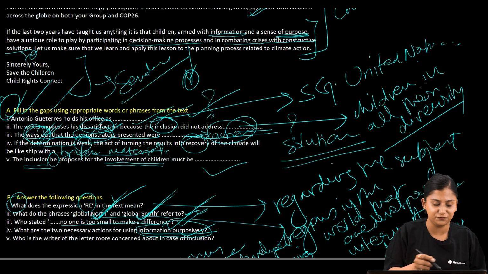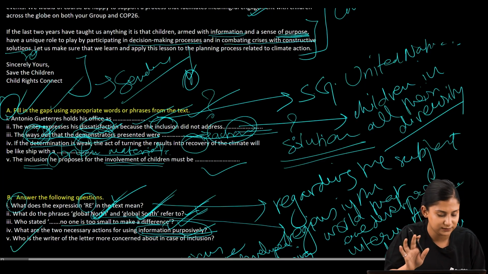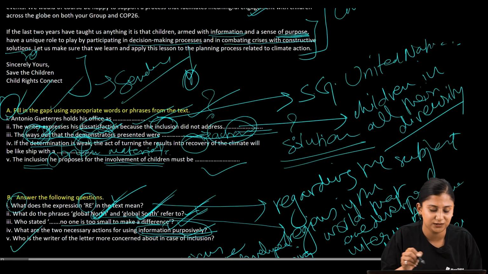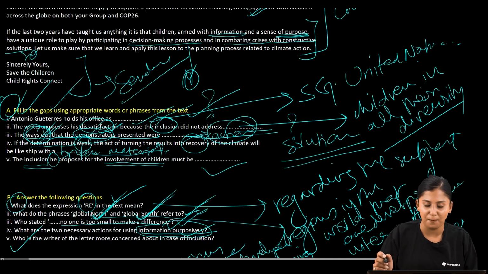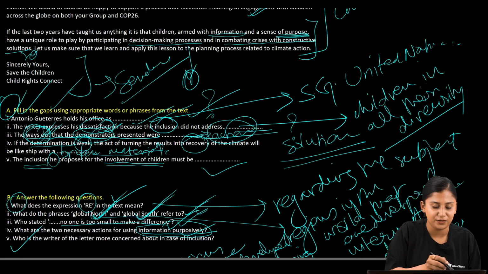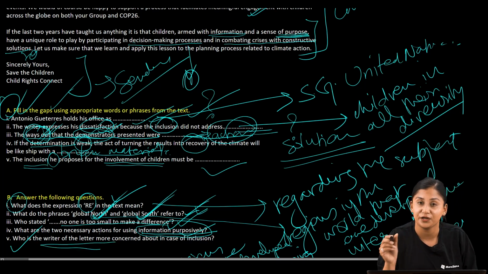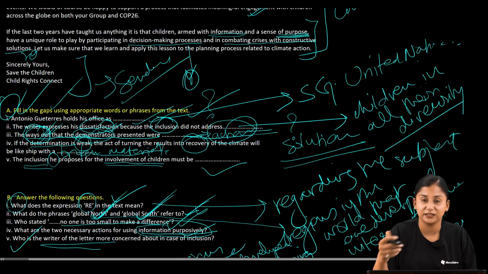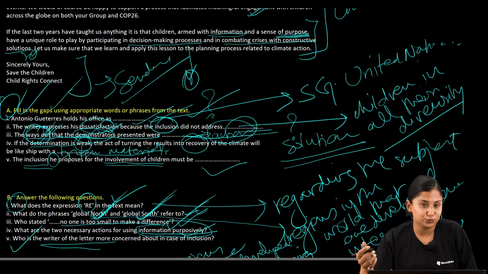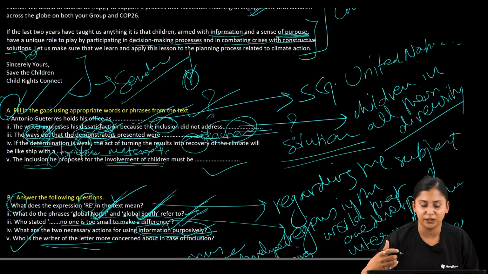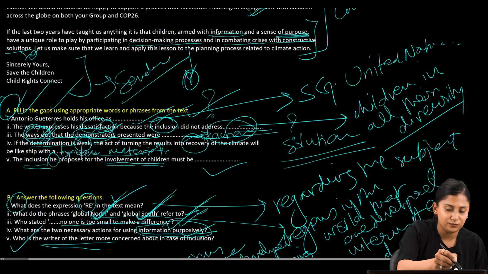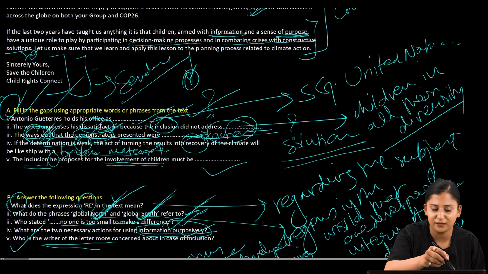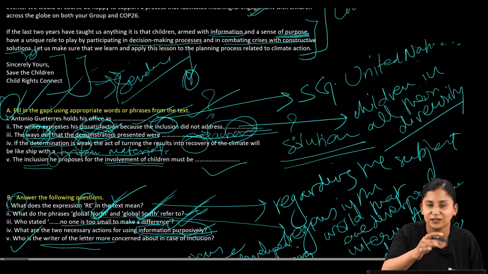Now let us move to the very last question of this reading passage, and the question says, who is the writer of the letter more concerned about in case of the inclusion? We are supposed to focus on who the sender is, who the writer is, who is more concerned in this case of inclusion, who is talking about how Antonio Guterres failed to include certain ideas or certain groups of people. Now we know that the sender always provides the information at the end of the letter. We can also regard this as a complementary clause in which we provide the information of a sender.